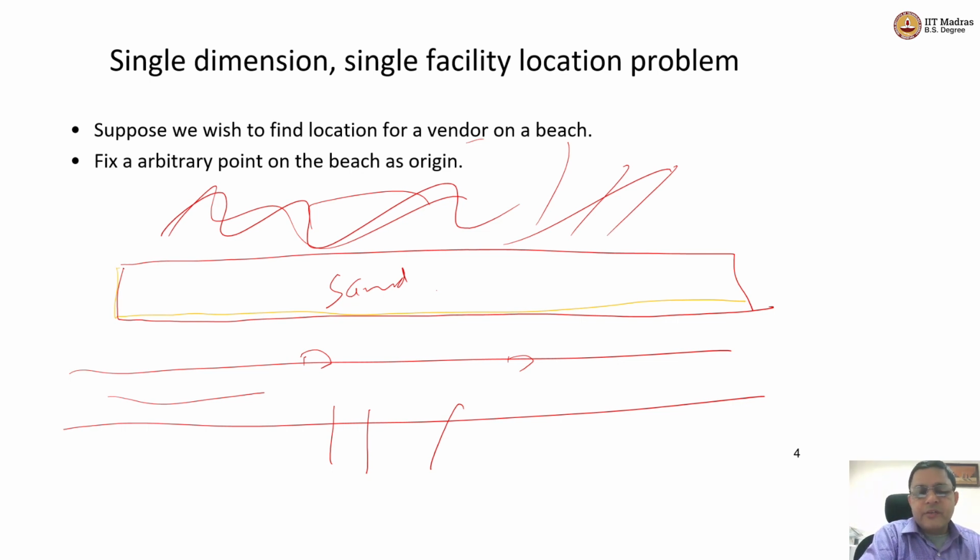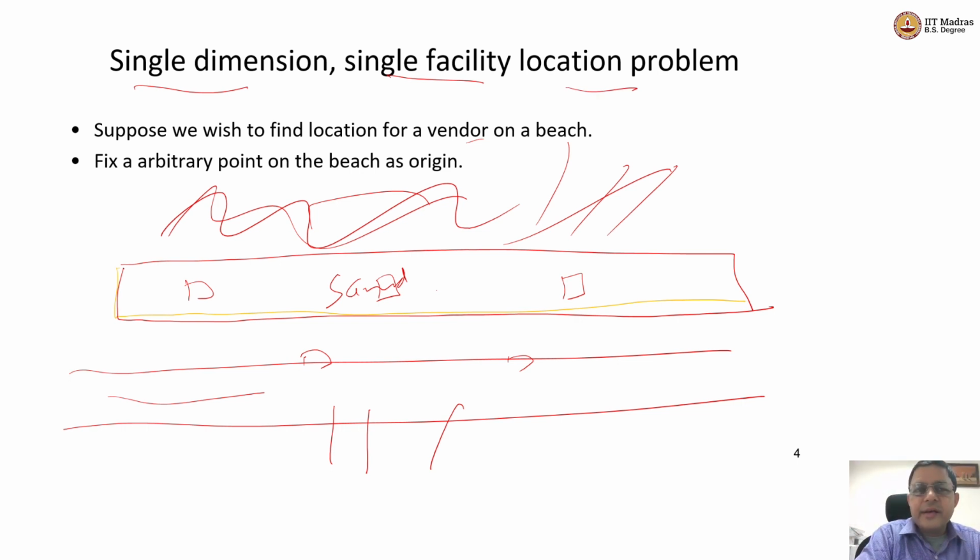have a small setup where I can have my gas stove and everything, and I can fry some peanuts. I can heat up some buttas, right? Or I can make some tea. Should I locate my stall here? Should I locate my stall here? Should I locate my stall here? Right? I'm just a single guy. I don't have any franchisee. Right? So that problem to me is a single dimension, single facility location problem.